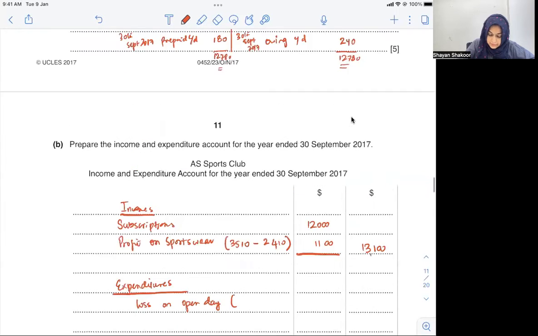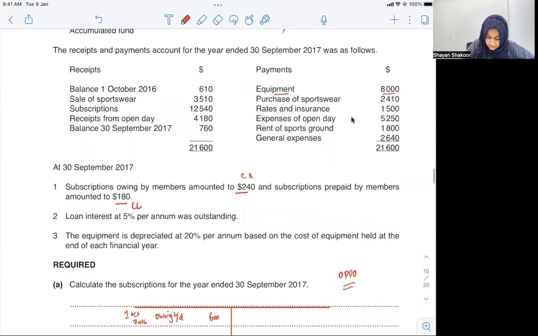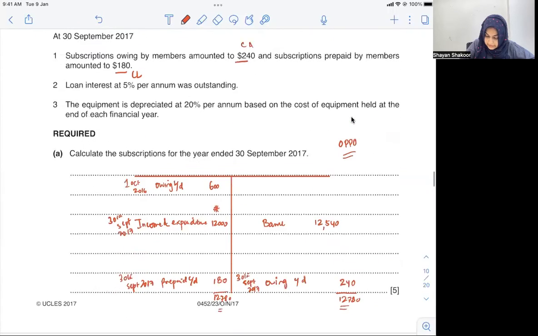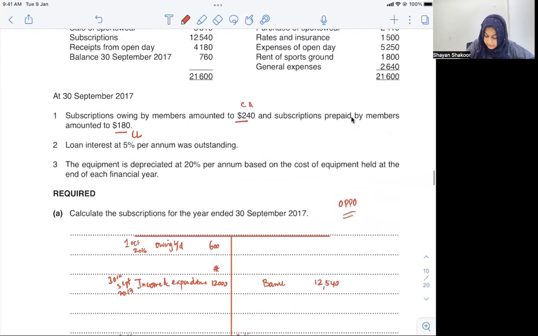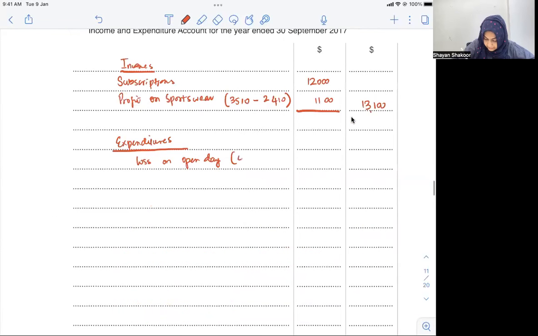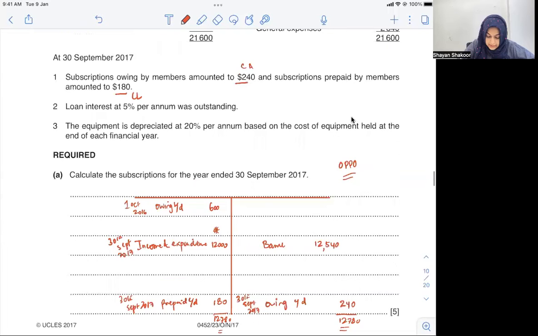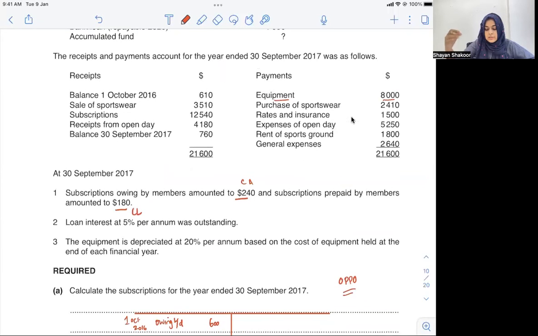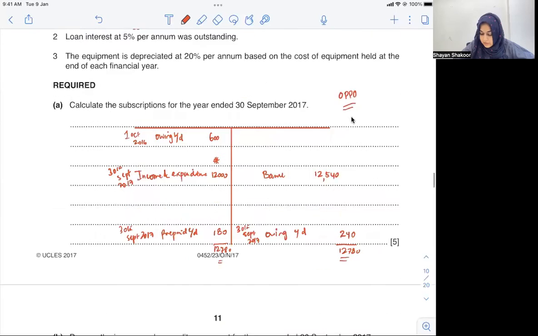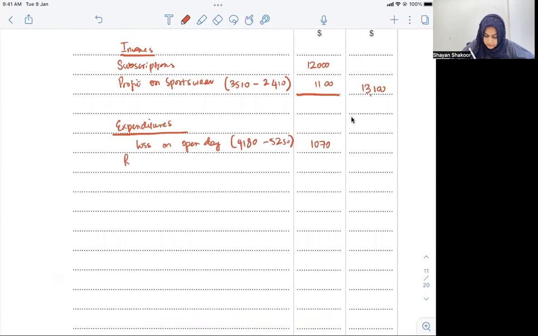So we simply subtract 4180 minus 5250. So at 4180 minus 5250, we get how much? We get 1070 as loss. Then we have other expenses. So we need to see the credit side of the bank account. What is rates and insurance? So we have rates and insurance.